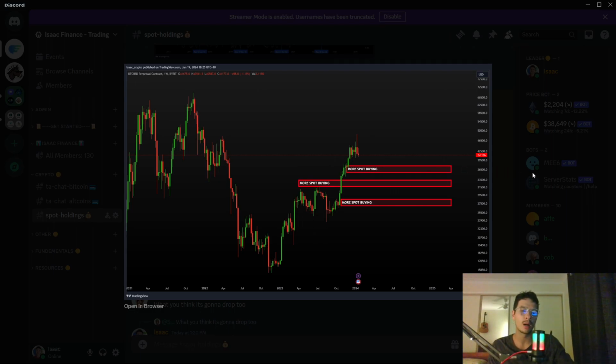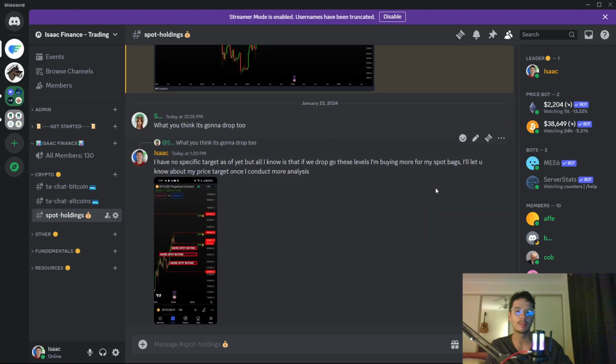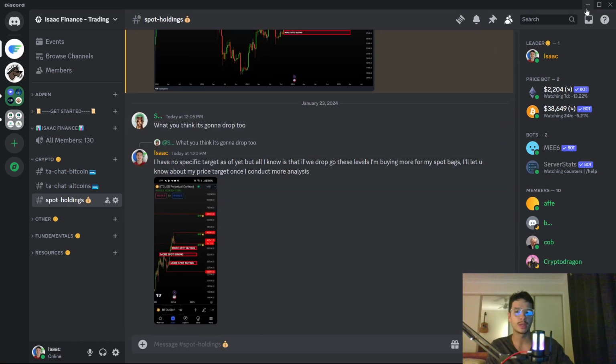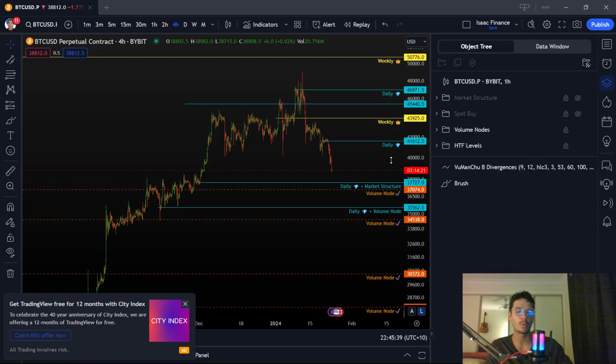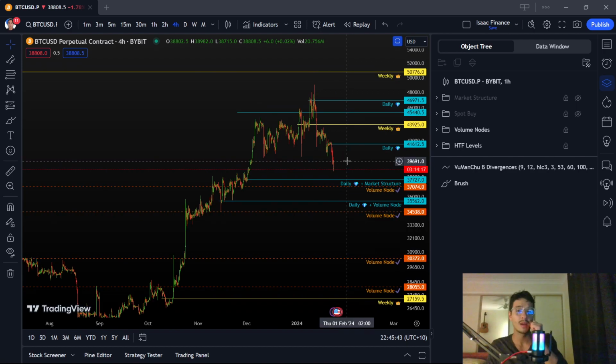Obviously, these boxes are marked with a lot of confluence that goes behind making these levels, so definitely be looking at that. I'm not just going to YOLO randomly, but I will start accumulating once we hit those levels regardless, because you simply don't know when it will stop. I'm here for the long run for my spot positions, obviously, but for swing trades and all that stuff, I want to make good entries.